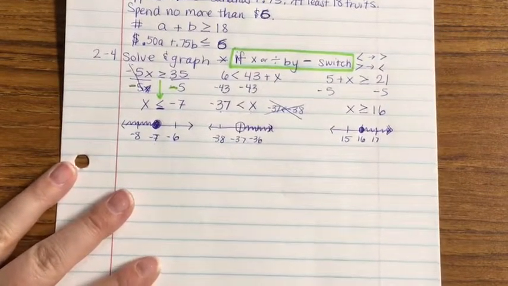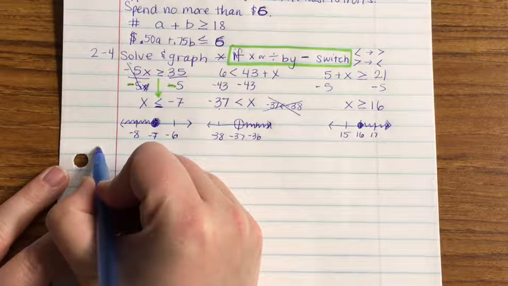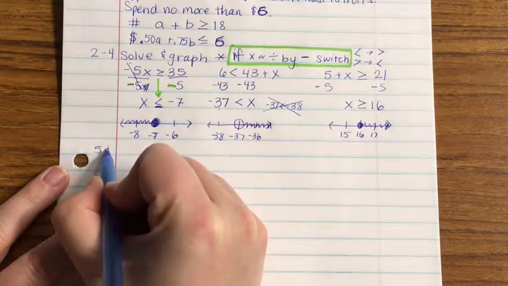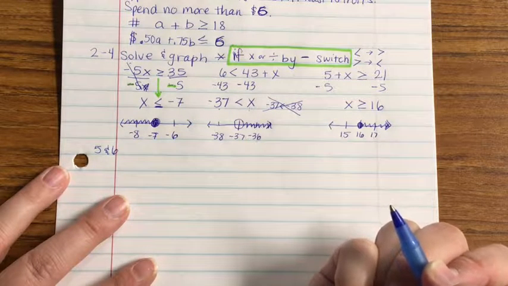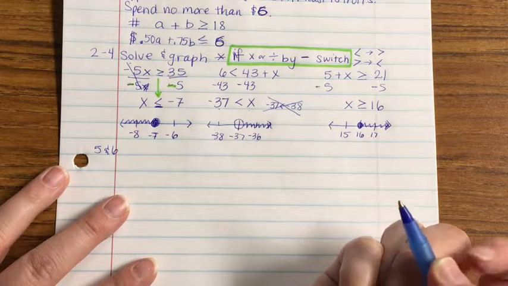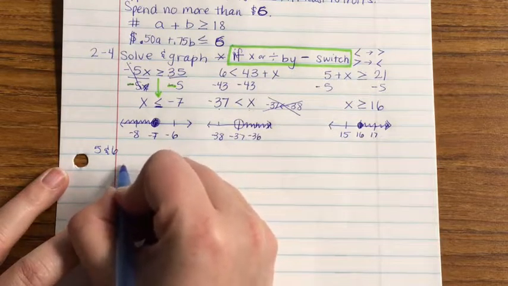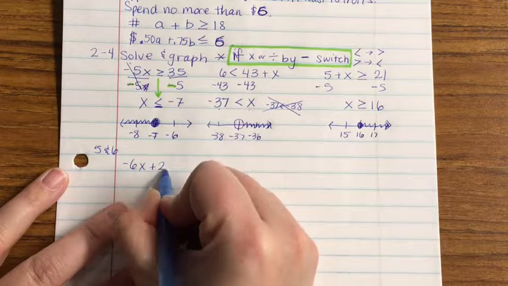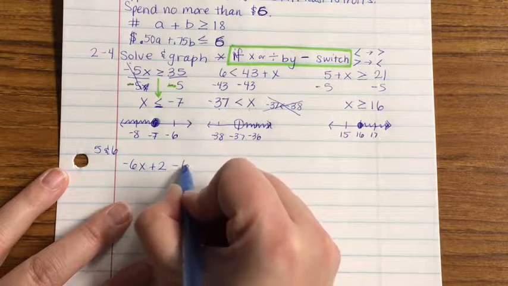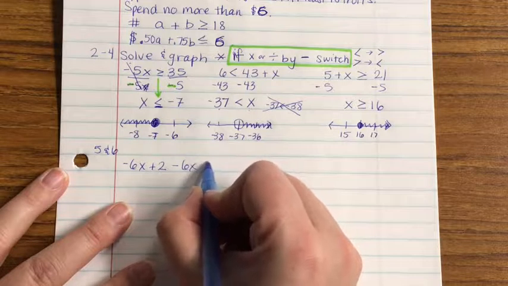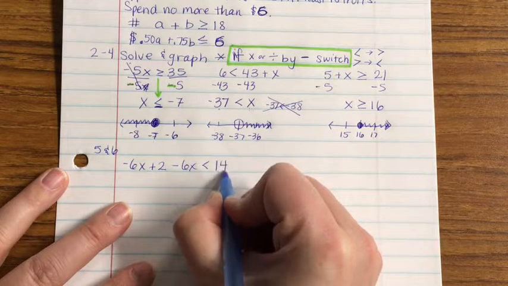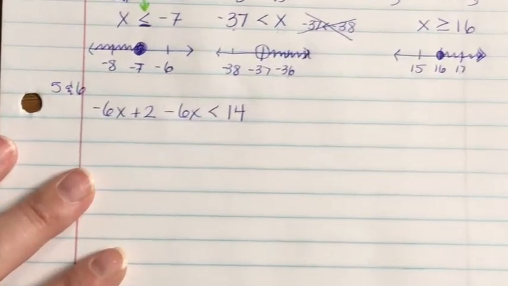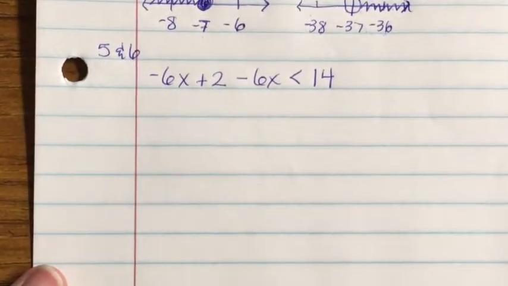They're just simple. And then we will do numbers 5 and 6, which are another standard. They're things like this. So let's say I had negative 6x plus 2 minus 6x is less than 14. Okay. Ideas on what to do?